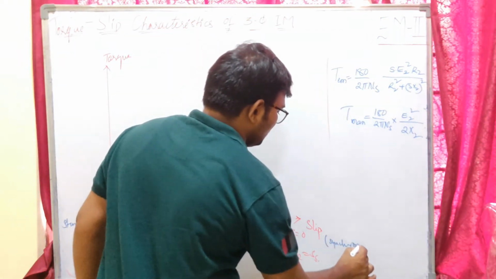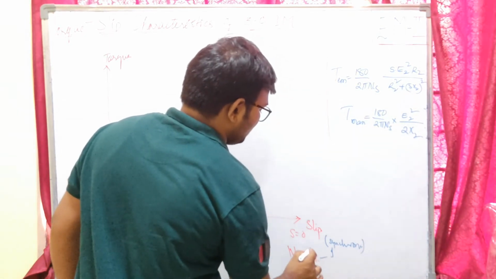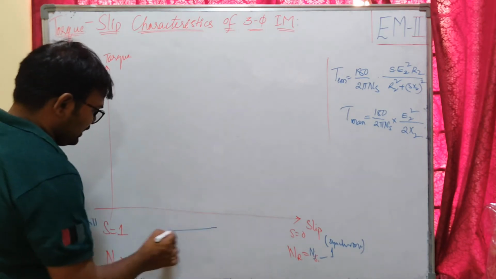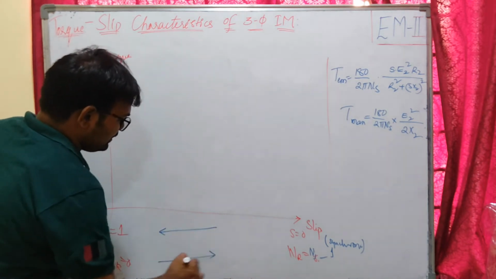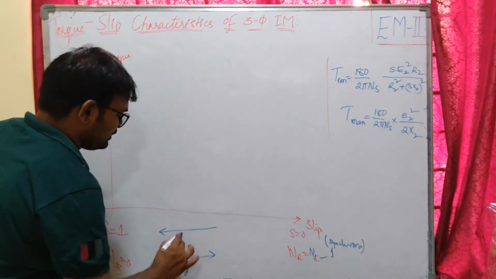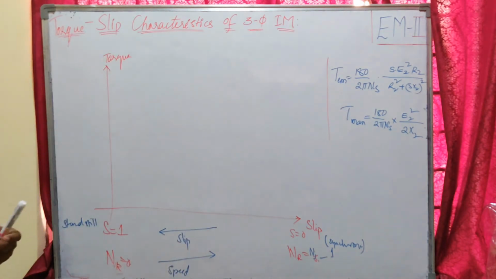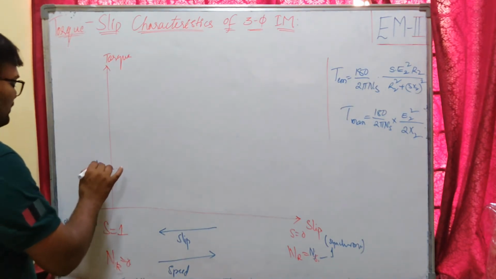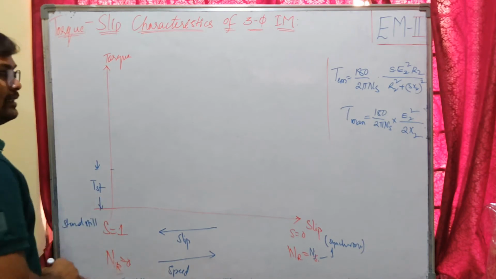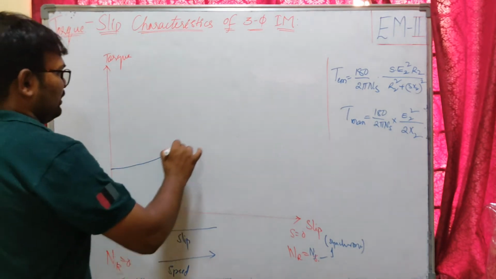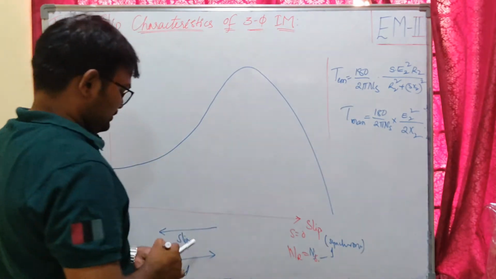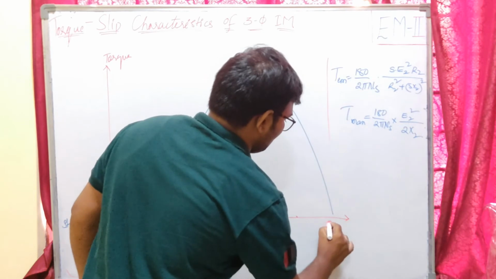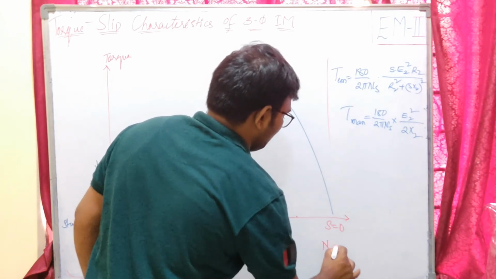S equal to 0 means Nr equals the synchronous speed Ns. I considered slip moving in this direction from 0 to 1, and the speed moving in this direction. This is my speed, this is my slip. Initially there will be a starting torque. This is my starting torque, which I consider as TST. So the graph will be like this. This is the slip equal to 0, Nr equal to Ns condition.